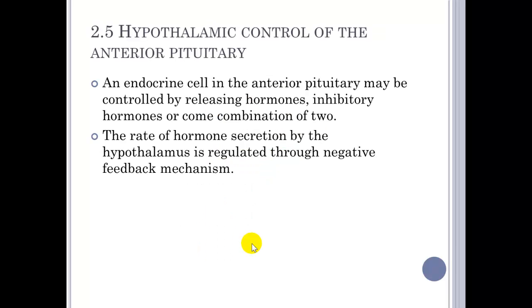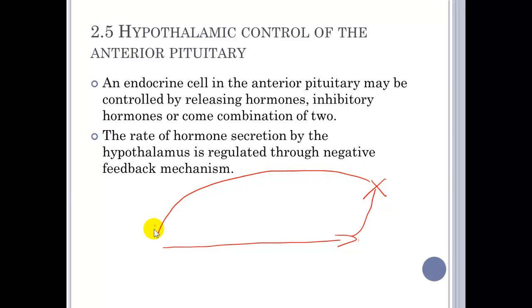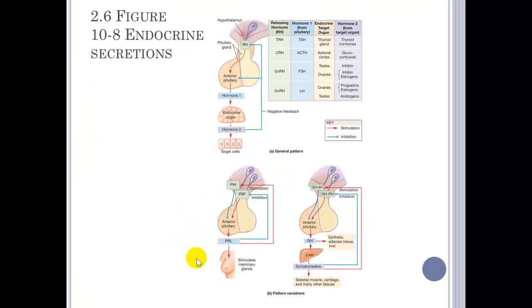Hypothalamic control of the anterior pituitary. An endocrine cell in the anterior pituitary may be controlled by releasing hormones, inhibitory hormones, or a combination of the two. The rate of hormone secretion by the hypothalamus is regulated through a negative feedback system. And a negative feedback system is simply this: a stimulus was given, and whenever we have reached homeostasis, or reached a certain point, the negative feedback system says, please stop this activity.